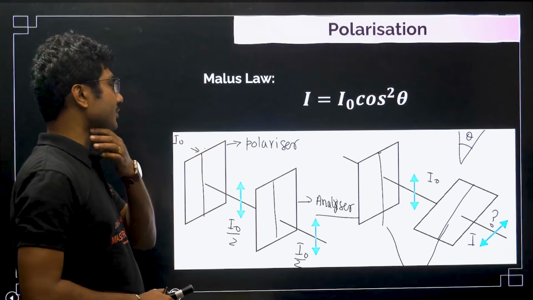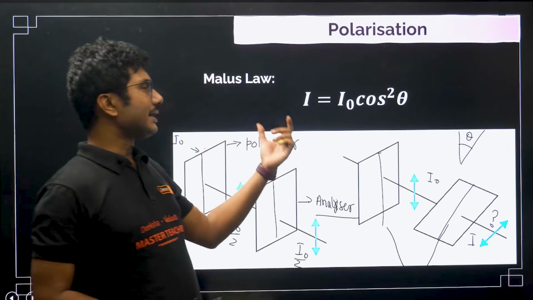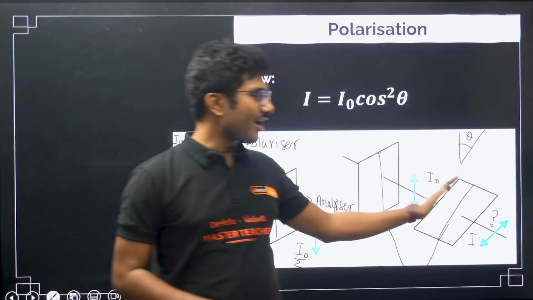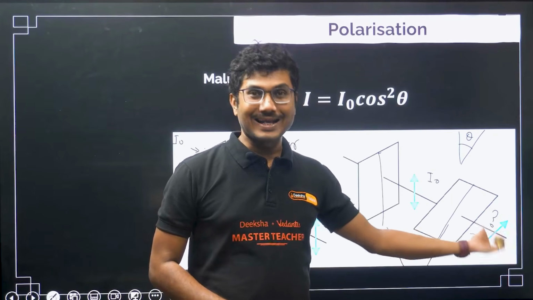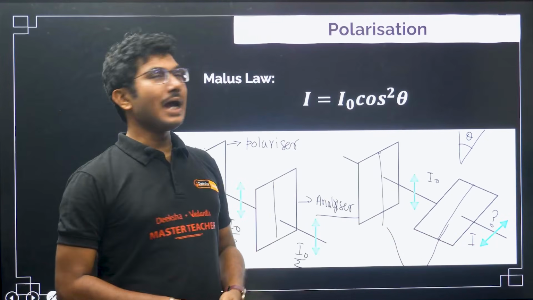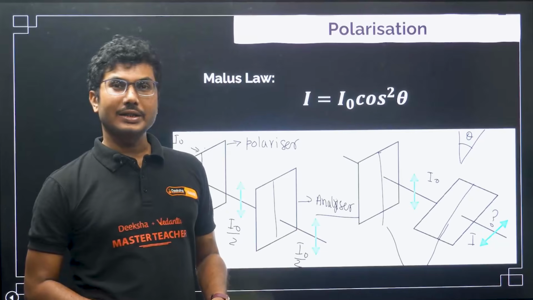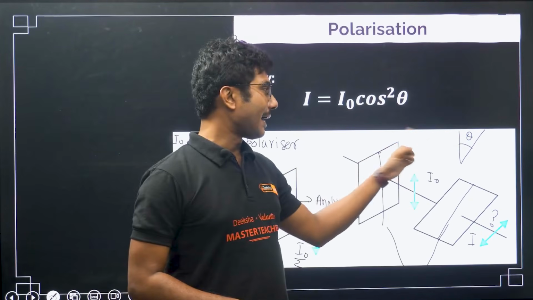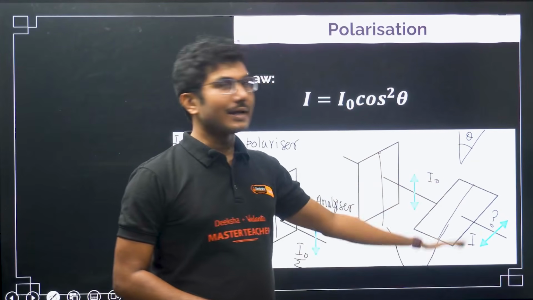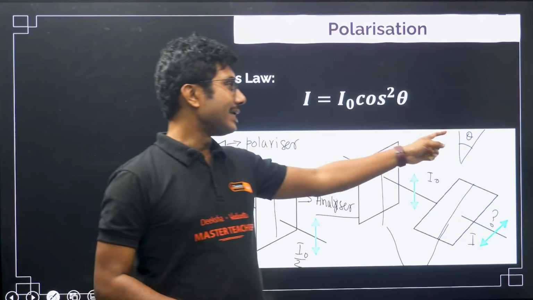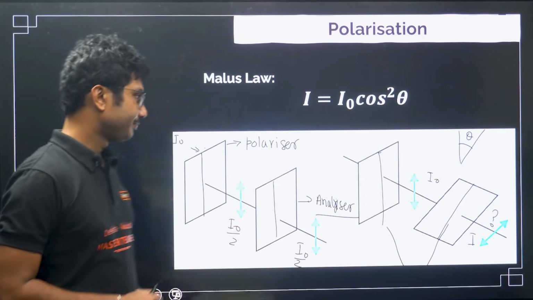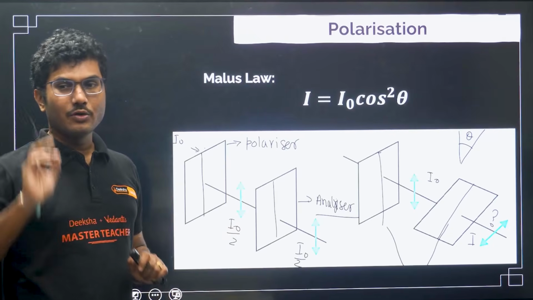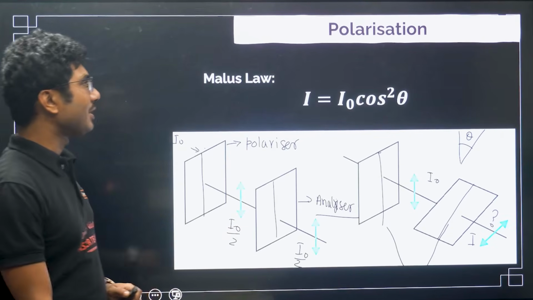We will solve one question, do not worry. Malus law states that the intensity of the final light which is coming out of the analyzer is given by I naught cos square theta, where theta is the angle between polarizer and analyzer. Clear? If you have any doubt, do not forget to mention that in the comment of this video.